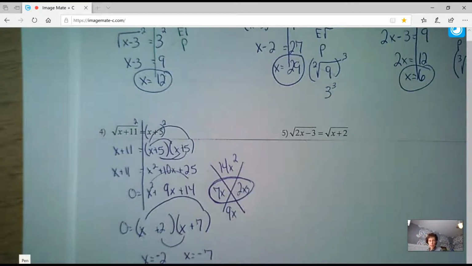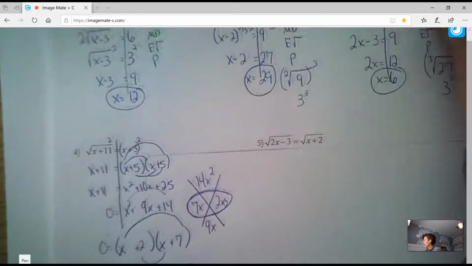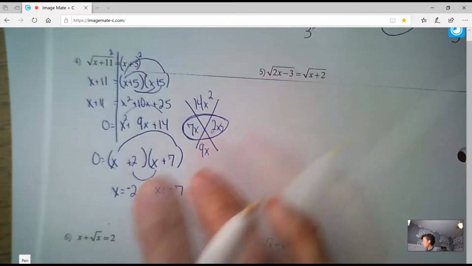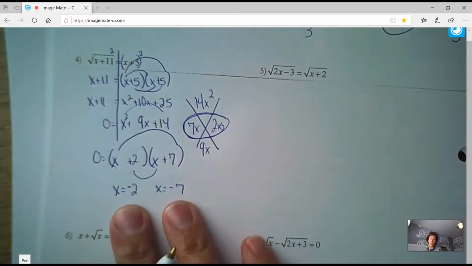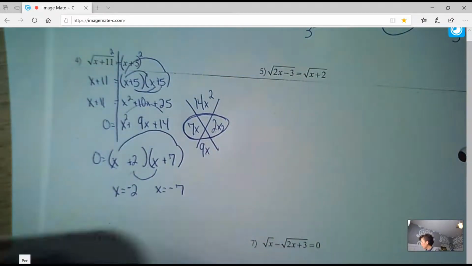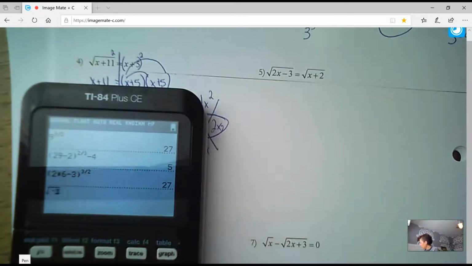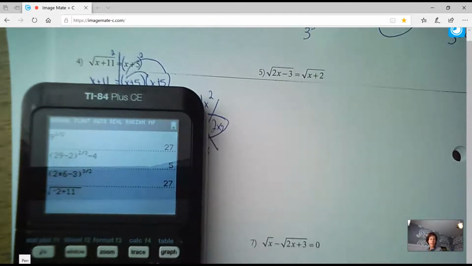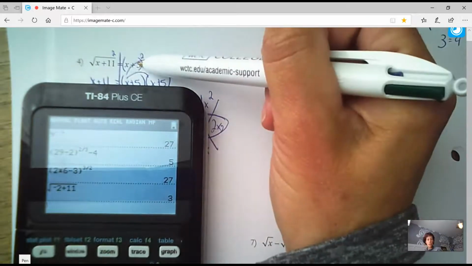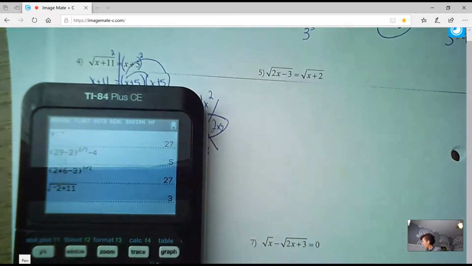So let's see if we have any extraneous solutions here. Usually, it's very common that if you have 2 answers, there's a good chance one of them is going to be extraneous. So I'm going to try the -2 first. On the left side, I'm going to take -2 plus 11, which is going to be 9 in there. And when I take the square root of 9, I'm going to get 3. So I just want to see if I put -2 on the right side, do I get 3?